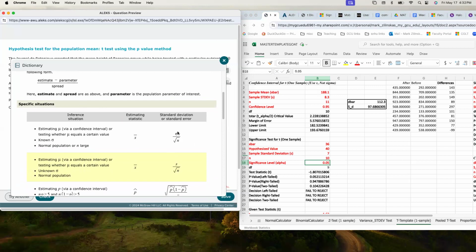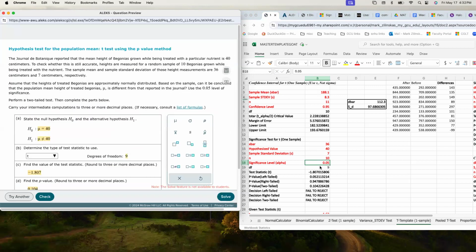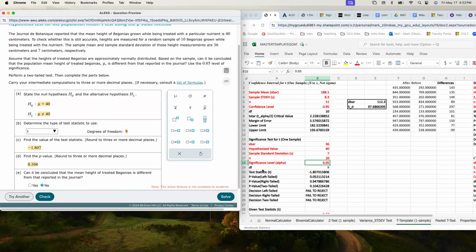Now, if we knew sigma, like I said, that's a Z statistic. Okay. But we don't really need that here. It calculates all that for us. It does the X bar minus the 40 divided by 7 over the square root of n. And that's what that number is. Then it's also going to give us the p-value for the two-tailed test, which is 0.104. Okay, and you can see that.